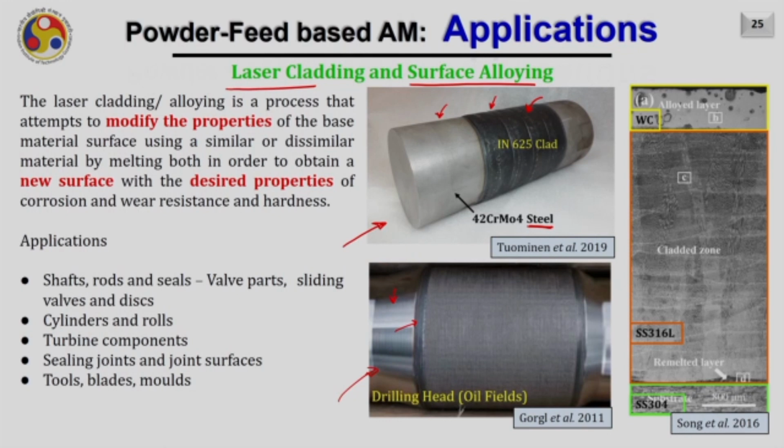We can also have multiple layers or multiple zones corresponding to the cladding, as you see in this diagram. Here the substrate is of a different material, then there is a cladding zone and there are some alloyed layers on the top. The major applications for cladding and surface alloying are in shafts, rods and seals, wall parts, sliding walls and discs, cylinders and rolls, turbine components, sealing joints and joint surfaces, tools, blades and molds.